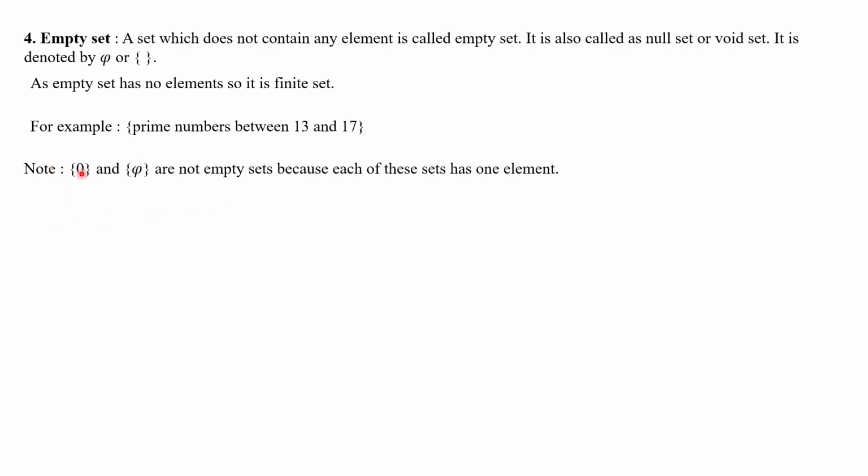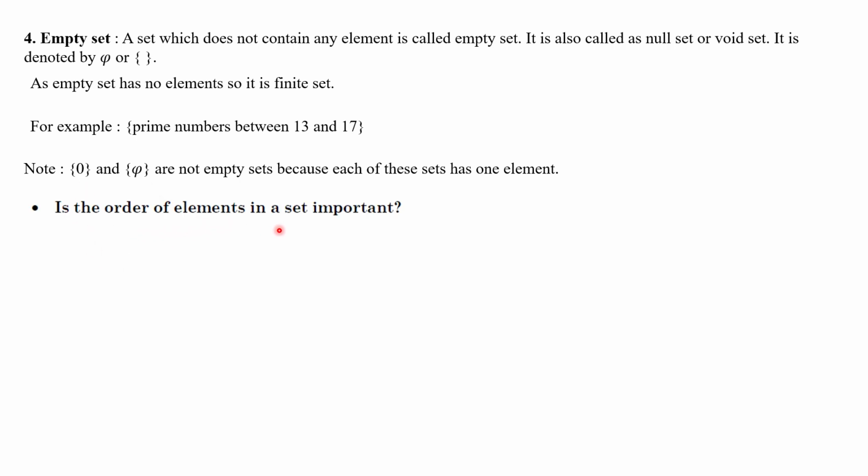Now the next is, see, in the curly braces 0 is given and pi is given. This is not an empty set because each of these sets has one element. Here is 0, here is pi. Okay, so this doesn't come under empty set. This we can say is a singleton set as it has one member.